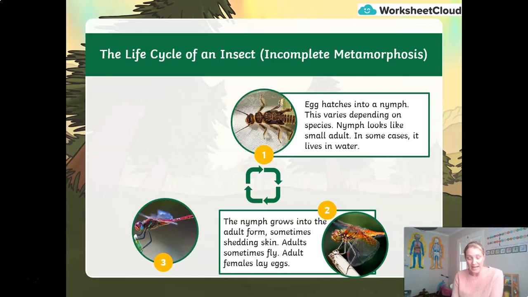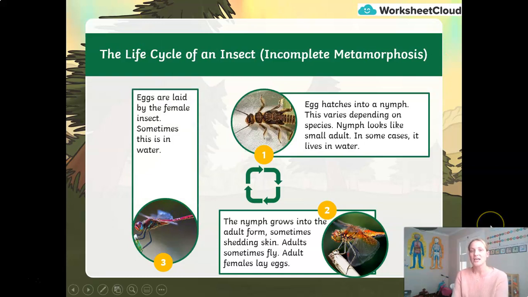Some adults fly, and the adult females lay eggs. And the third stage is that the eggs are laid by the female insect, but that can sometimes happen in water. So that's the 3 stages with an incomplete. So eggs hatch into nymph, the nymph grows to adult, the adult lays the eggs again. Okay, so complete 4 stages, incomplete 3 stages.